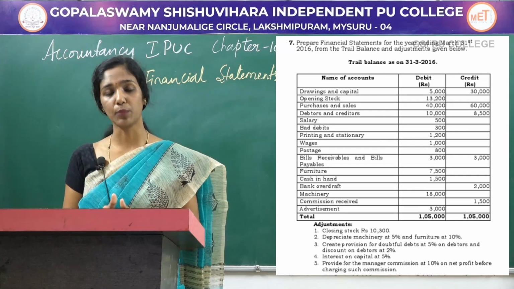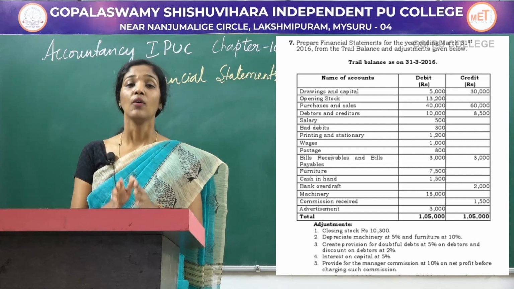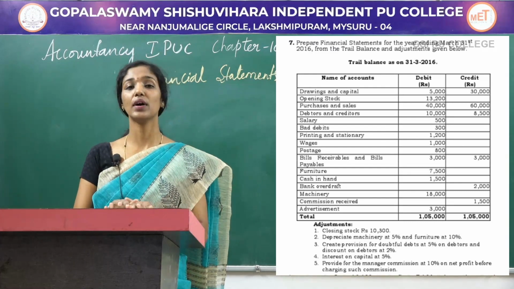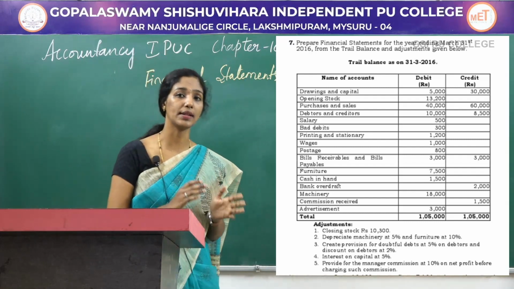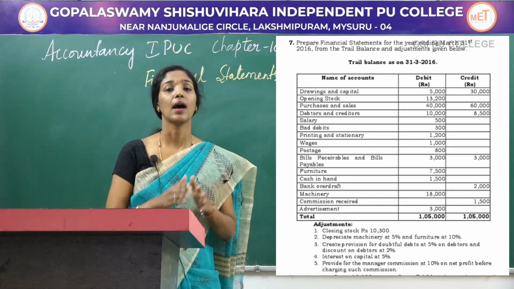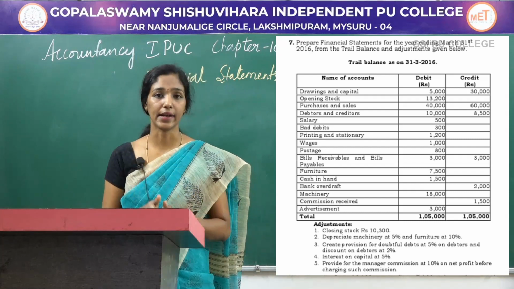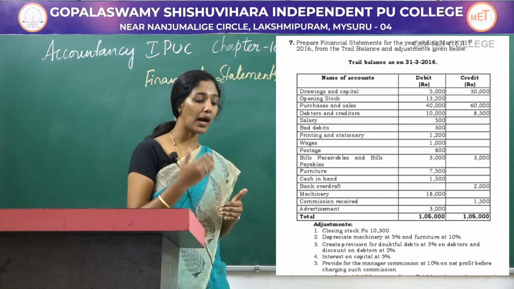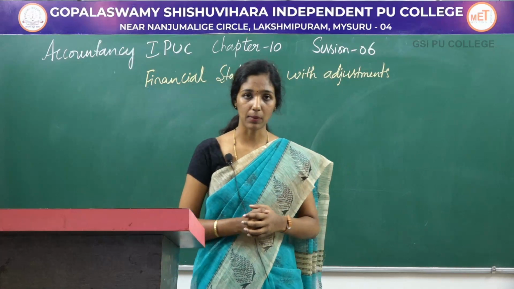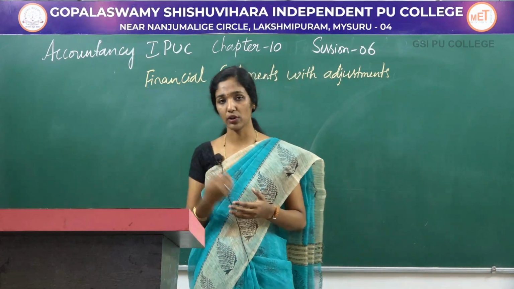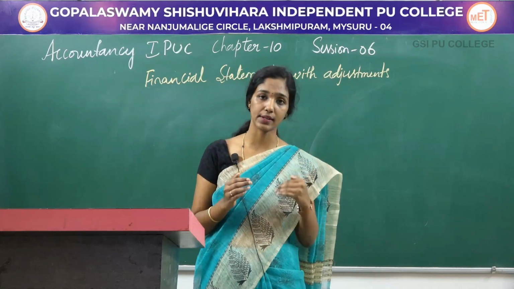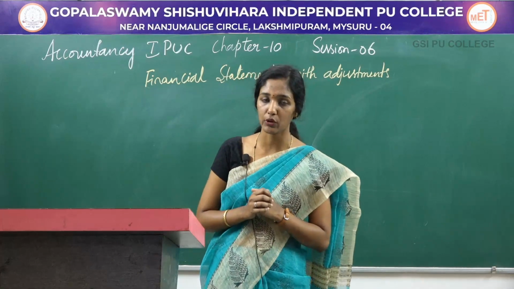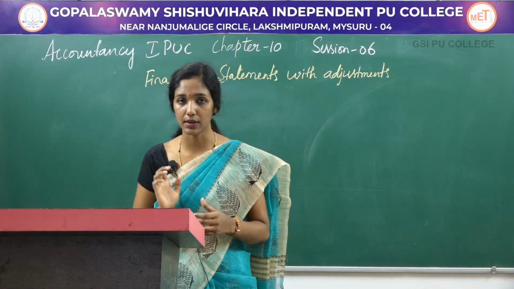Before going to solve this problem, what you have to do is, first classify the items given in your trial balance into assets, liabilities, profit and loss account and trading account. So which items should be recorded in the trading account, which items should be considered in the profit and loss account, and which should be taken on the asset side or liability side of the balance sheet, you just have to classify as you go.